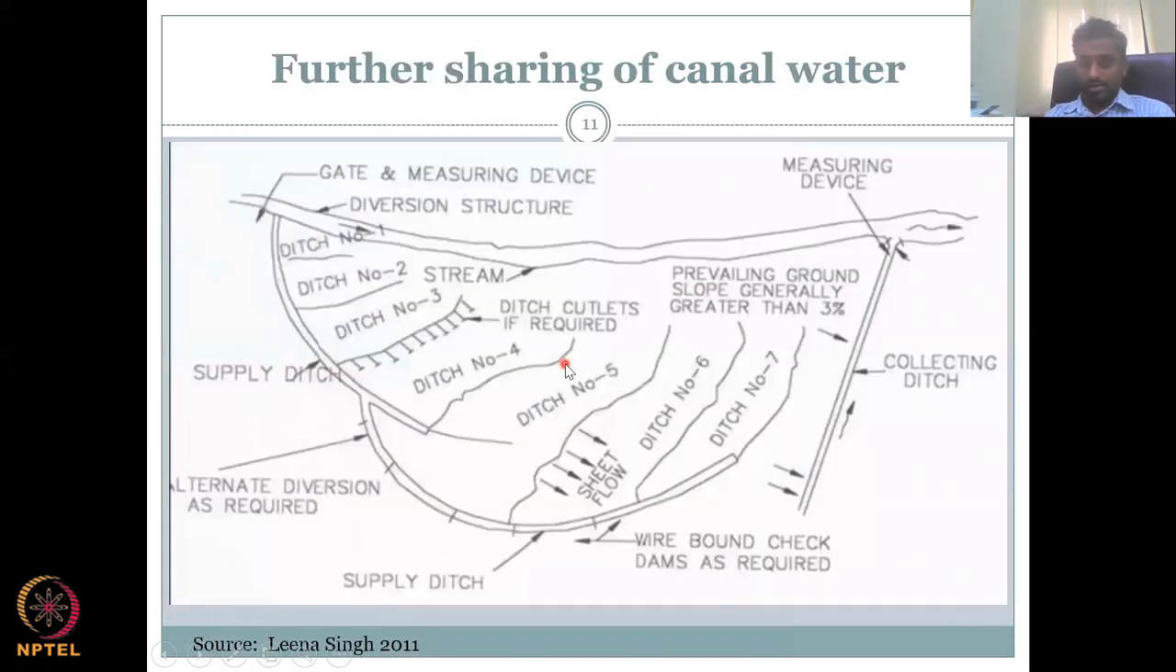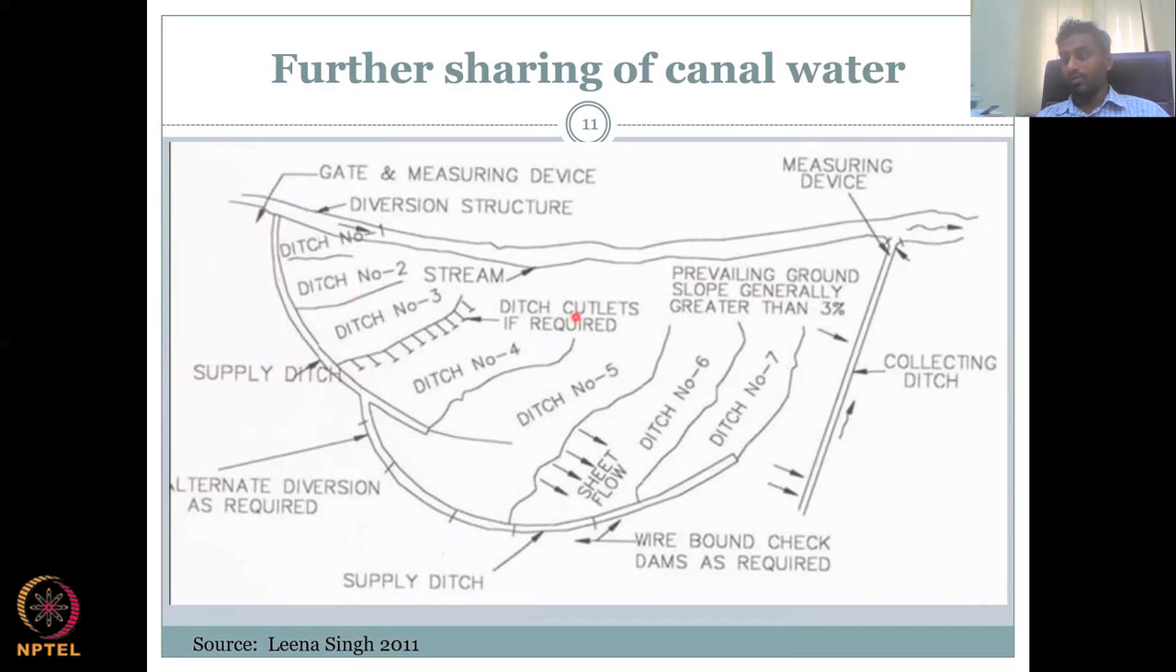And it is done like this. When the water is released, multiple ditches and smaller canals can be dug and taken out from the major canal, which comes from the engineered structure of the dam. And that water can be intermittently supplied so that groundwater recharge happens.